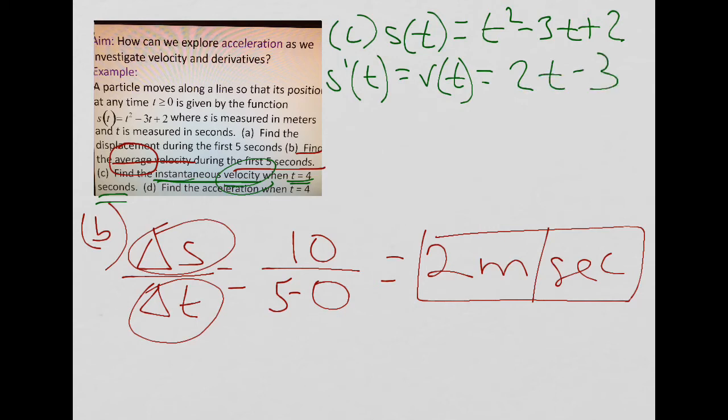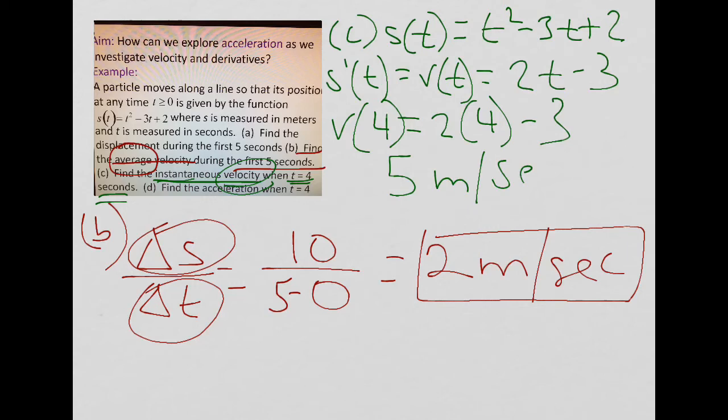So now we want to plug in 4 wherever we see t. And this gives us 5, and this would be in meters per second, okay? And if it's a positive 5, so let's go on to part D.